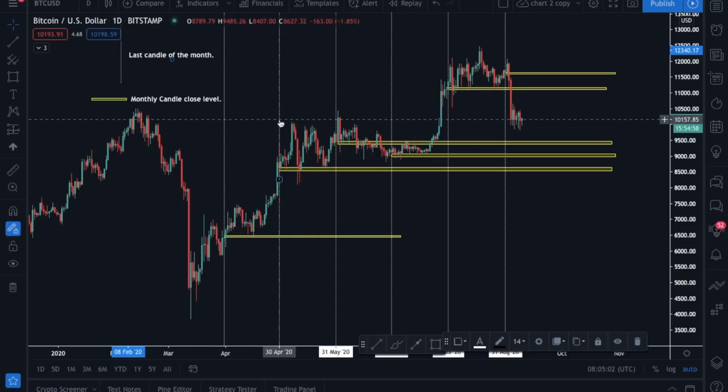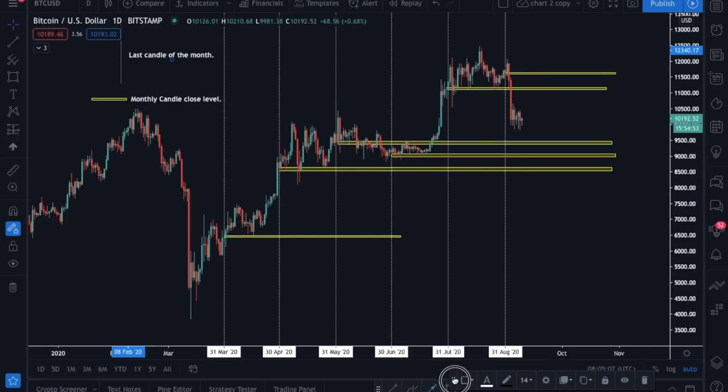Okay, these vertical lines, what you can see here to the downside, that was the last candle of the month. So you can see here 31st of March, 30th of April, 31st of May, 30th of June, 31st of July, and 31st of August, right? And these horizontal lines, those are the monthly candle close levels.